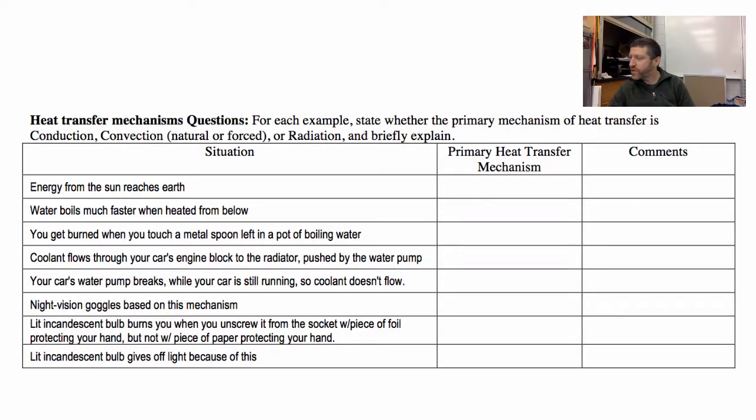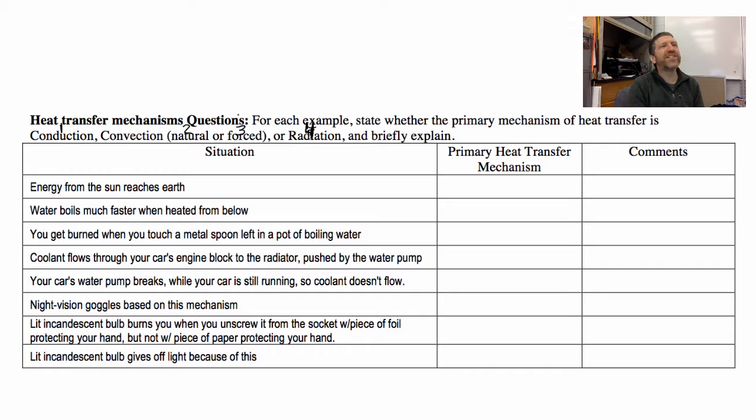So let's ask these questions now. Whether the primary mechanism of heat transfer is conduction, convection, natural or forced, radiation, and then we'll have to briefly explain, okay? So what we're going to do is we're going to use the number 1 for conduction, the number 2 for natural convection, 3 for forced convection, 4 for radiation.